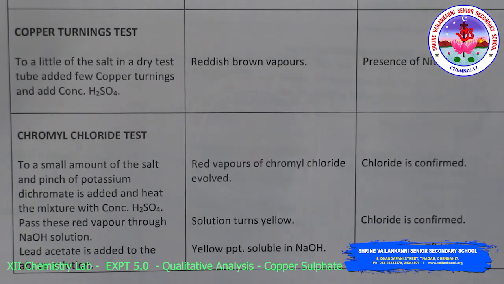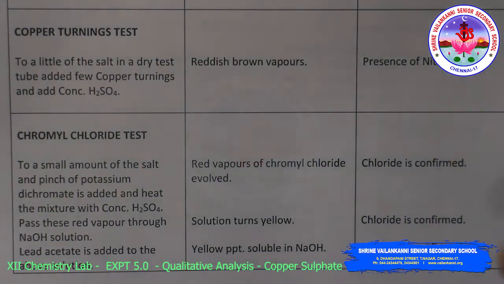To a small amount of the salt, a pinch of potassium dichromate is added and heated. Then the mixture of concentrated sulfuric acid is added, and the red vapors are passed through sodium hydroxide solution. The red vapors of chromyl chloride evolve, which indicates that chloride is confirmed.